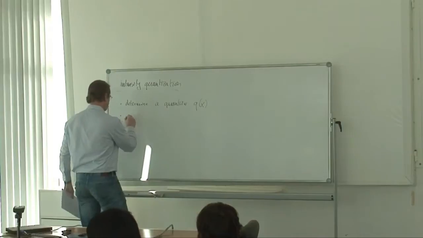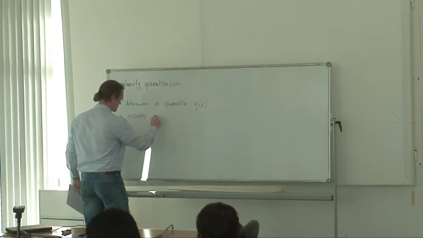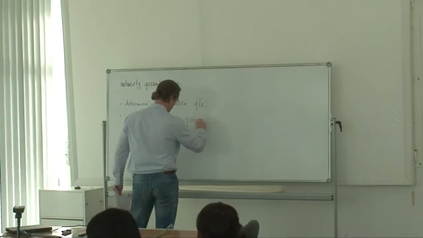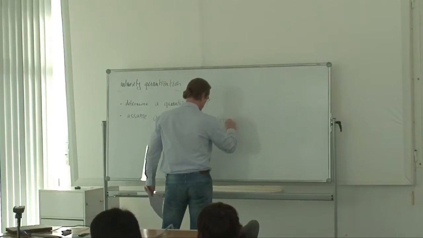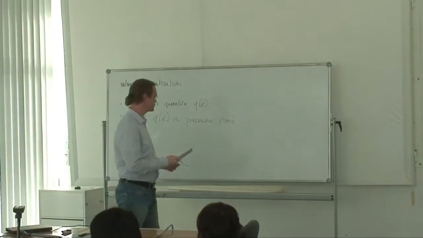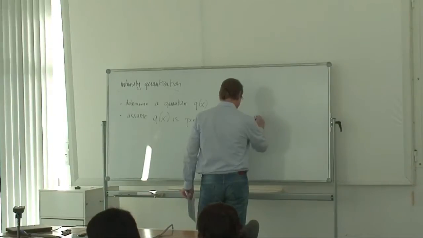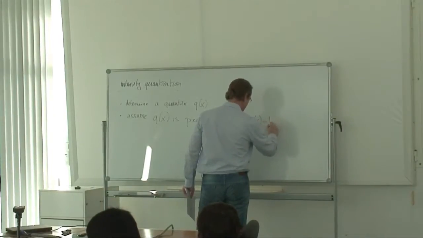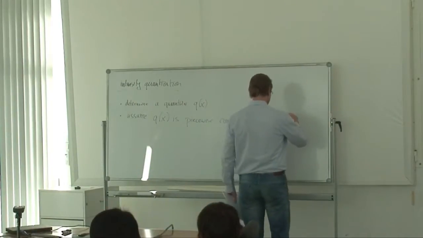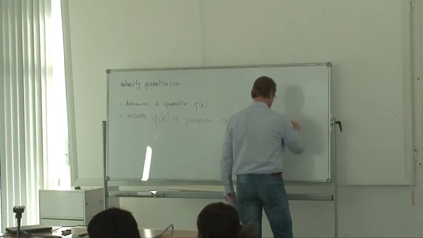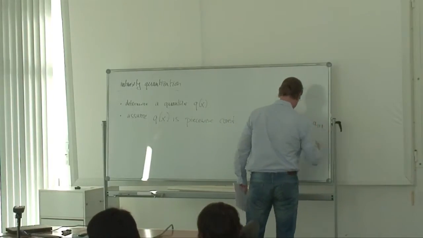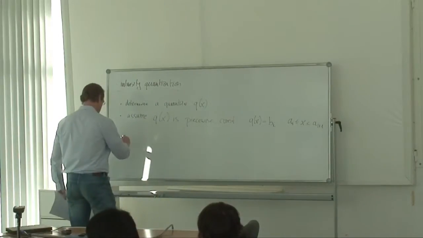Let us assume that this function Q of X is piecewise constant. And one way of expressing this mathematically is to say that Q of X assumes a value of B_i for all X such that A_i is less or equal than X is less or equal than A_(i+1). Can picture this as follows.